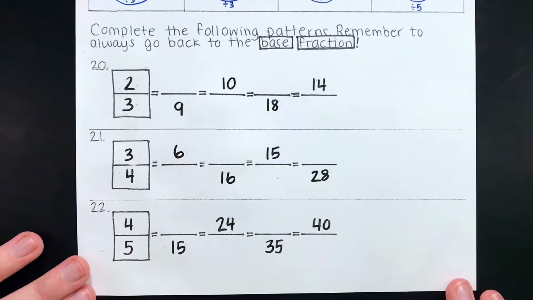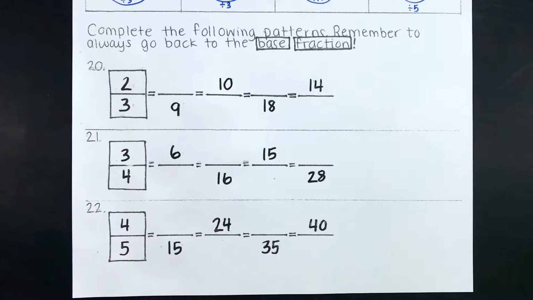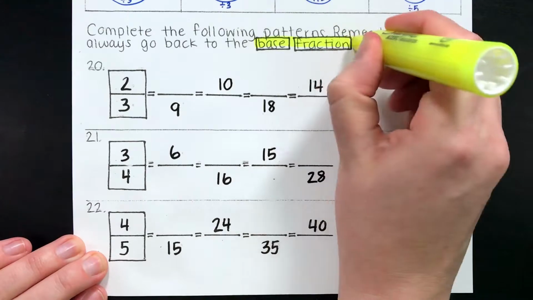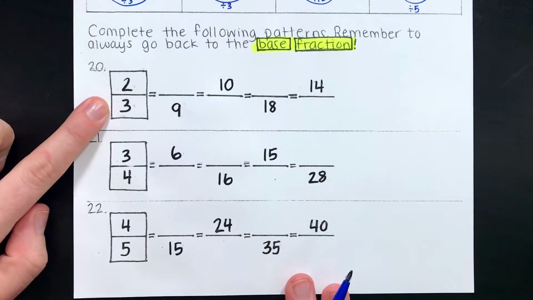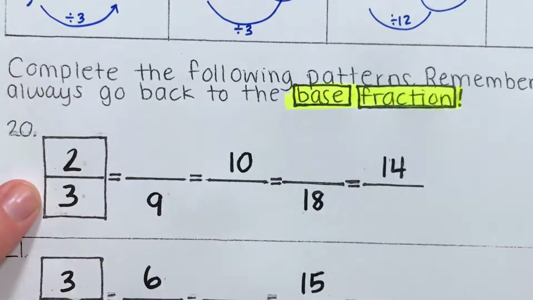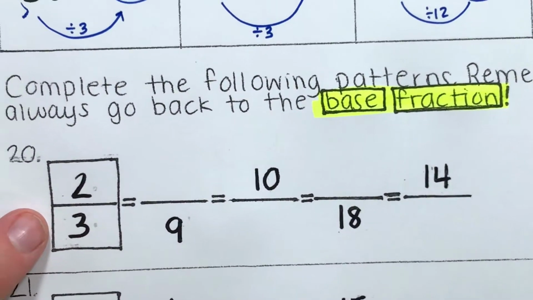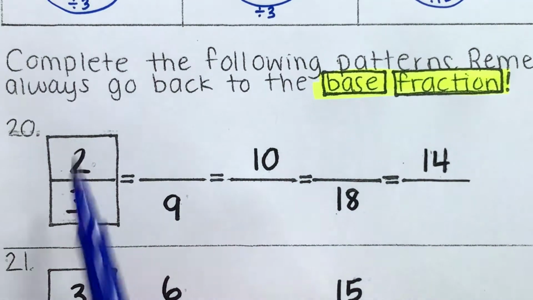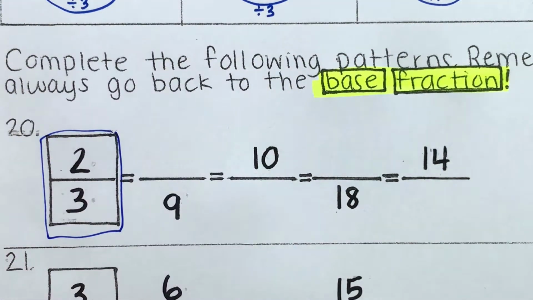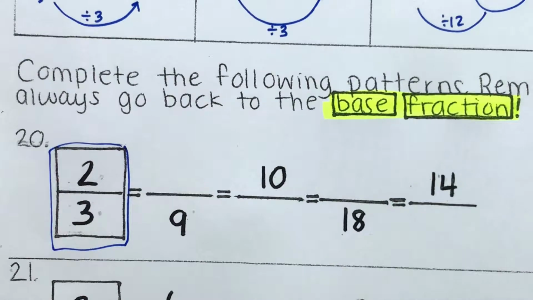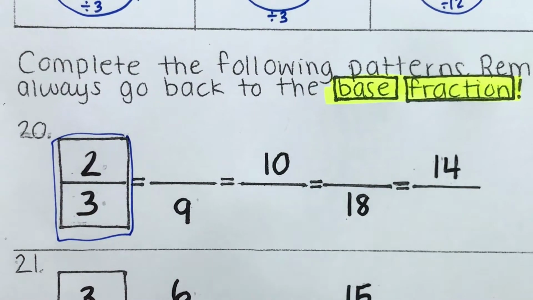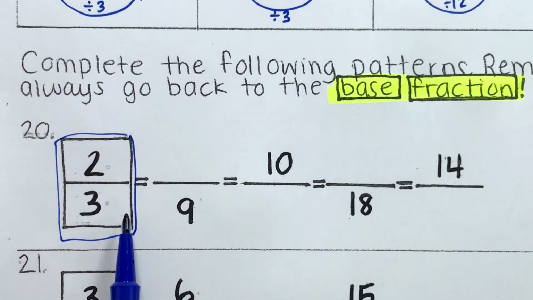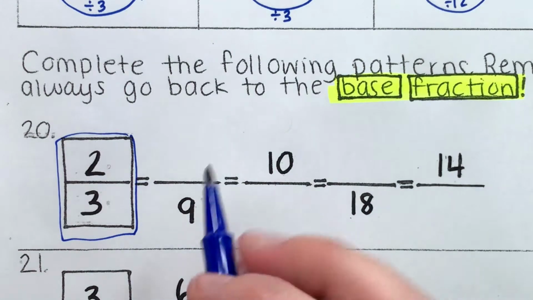Now let's look here at the bottom. Our directions say complete the following patterns. Remember to always go back to the base fraction. This is super important because this is our base fraction, like I talked about in the last equivalent fractions part. That's why it has a big square around it, because it's really easy to make a mistake with this pattern activity if you don't go back to your base fraction. So I'm going to show you exactly what I'm talking about.